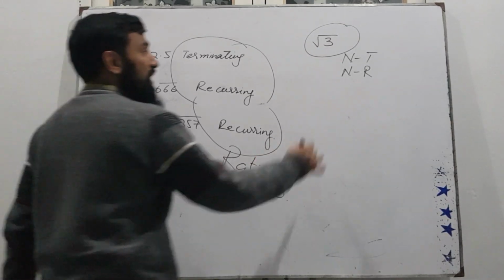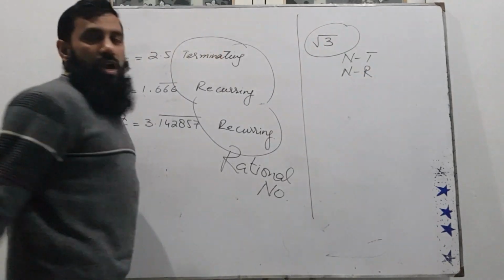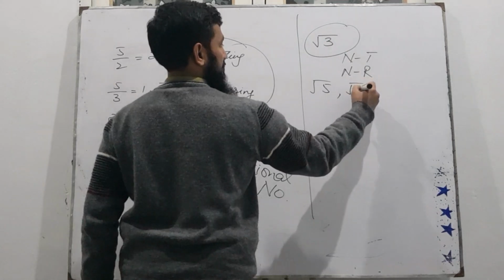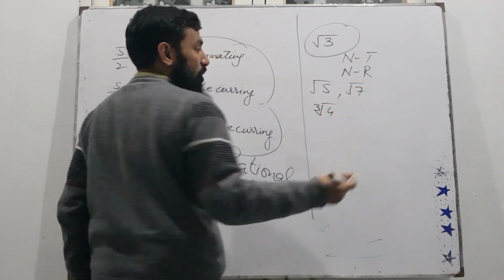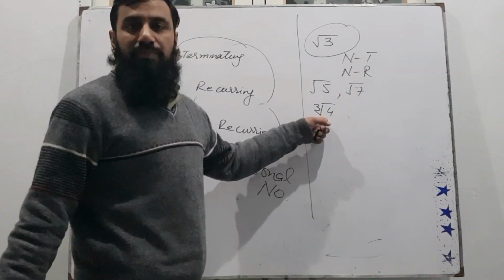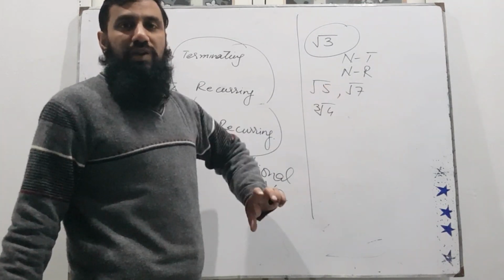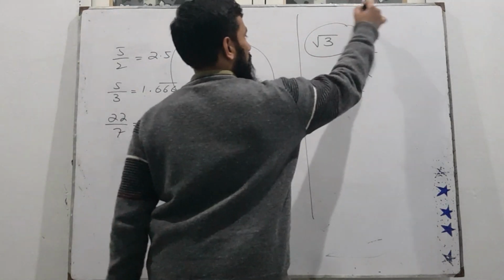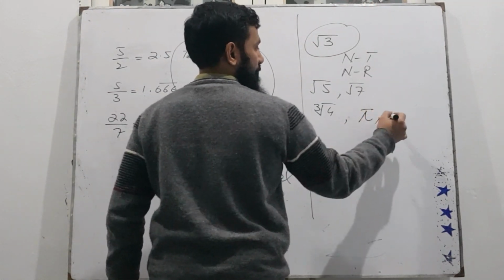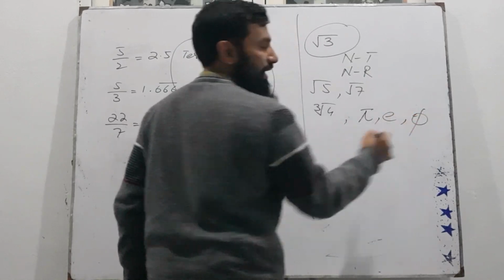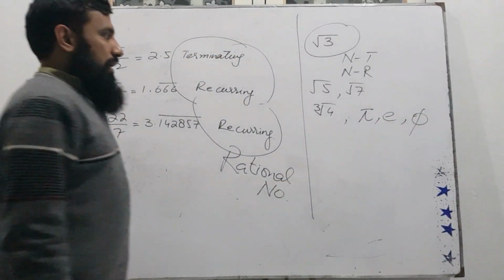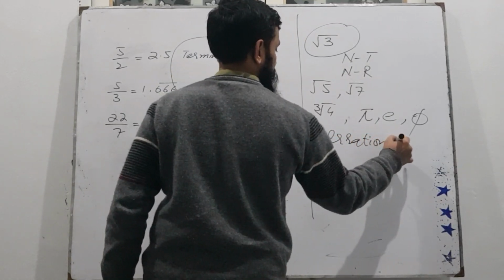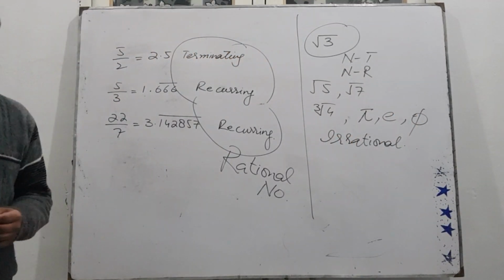And the numbers which are non-terminating and non-recurring, like the square root of 5, the square root of 7, the cube root of 4, or any numbers which, if I simplify them, will not terminate or repeat, are all irrational numbers. The value of pi, epsilon, the golden angle, these are a few very important irrational numbers. They are called irrational numbers.